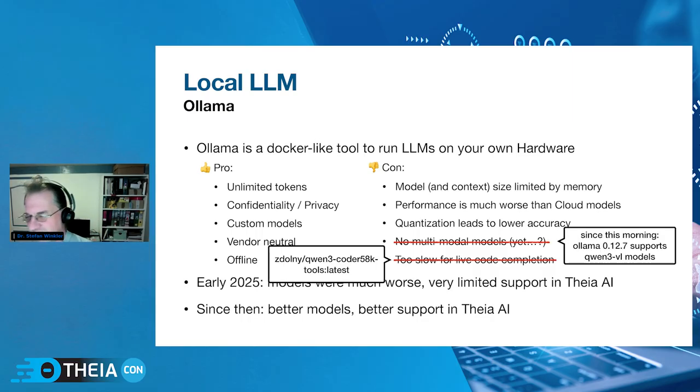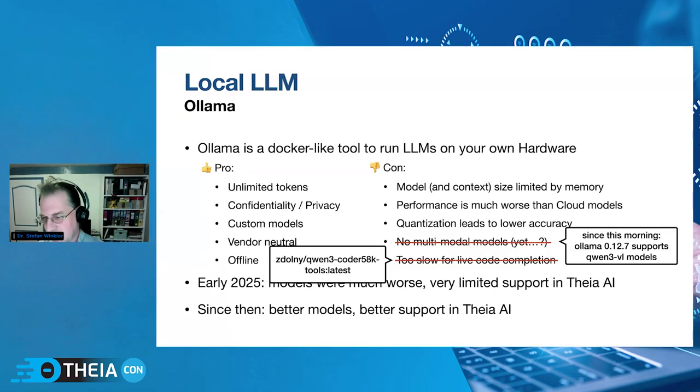This morning, Ollama 0.12.7 was released, and this actually supports Qwen 3 visual models, which means that you have multi-modal models. So this morning, a new Ollama version came out, and we have support for multi-modal models now, and also code completion. I found a model which is rather fast in code completion, which I'm showing here. But I'll skip that still in my presentation.